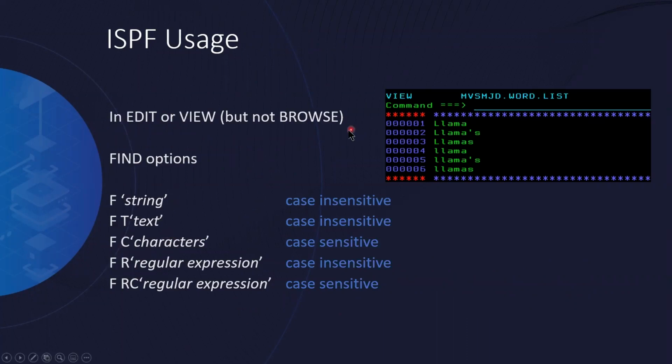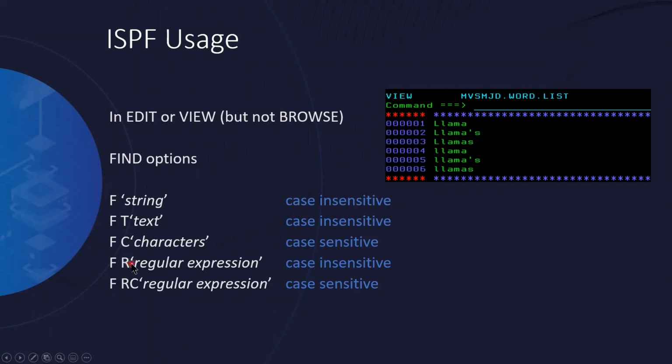So within ISPF, I don't know whether you've seen these options in the find command before, but I'm sure you've all used fstring, find string. This is case insensitive. Find capital or find T before the quotes, you're looking for text. That's case insensitive. If you find, so F space C quote and then a bunch of characters, this is case sensitive.